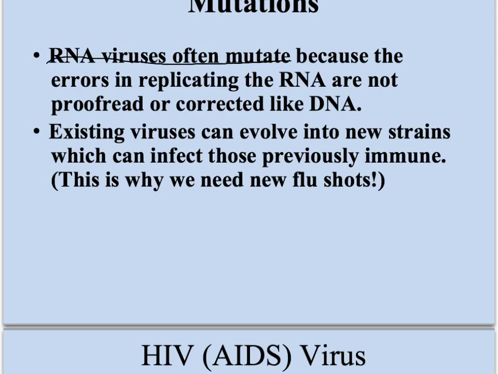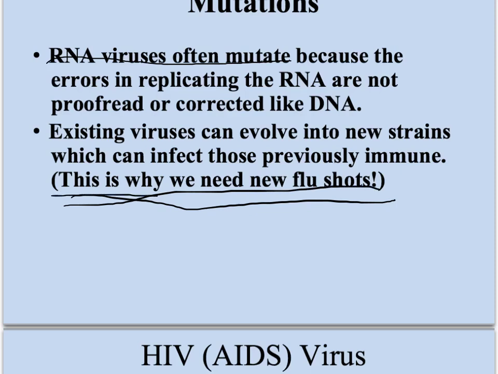So these existing viruses can evolve into new strains, which can infect those previously immune. This is why we need the new flu shot. So every year, there are multiple strains of the flu. Doctors high up somewhere, I don't know where they are or who they are, determine which virus they think is going to be most prevalent or most active, and that is the flu strain that we have a vaccine for. So that's why you can get the flu and then get sick with another version of the flu, because you're not vaccinated against all the strains at once, just one at a time.